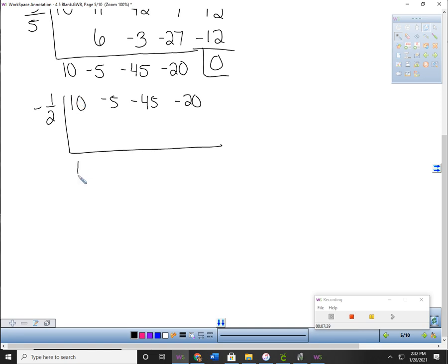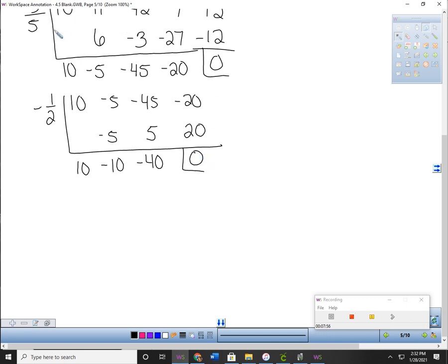So I drop down the 10. Negative 1/2 times 10 is negative 5. Plus a negative 5 is negative 10. Times negative 1/2 is positive 5. Plus a negative 45 is negative 40. Negative 40 times negative 1/2 is positive 20, which gives me a remainder of 0.